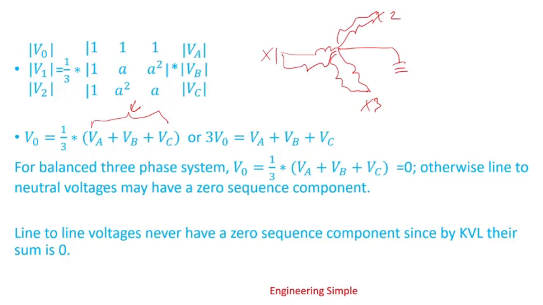So for a balanced three-phase system, this will be 0. That V0, the zero sequence voltage, will be 0. Otherwise, line to neutral voltages may have a zero sequence component. Line to line voltages never have a zero sequence component because if you do KVL, their sum will always be 0.